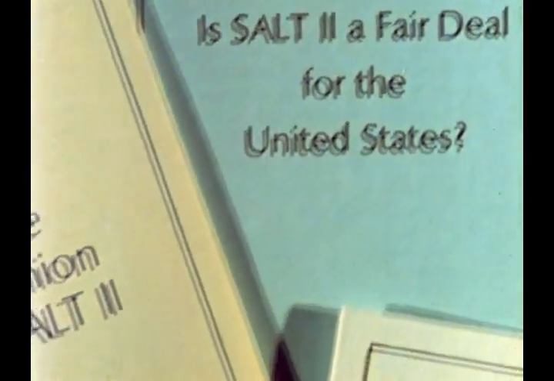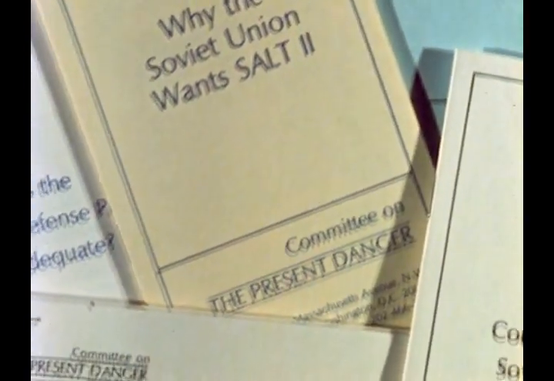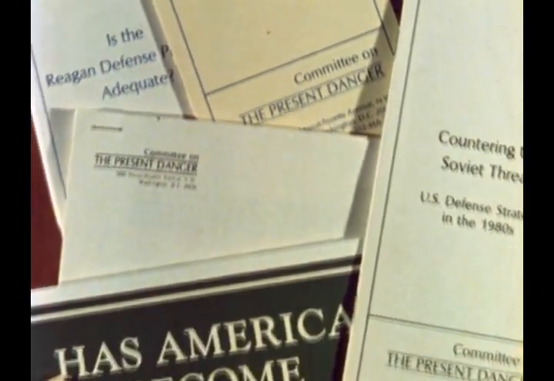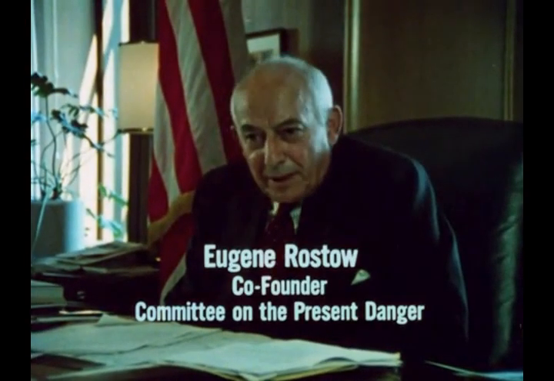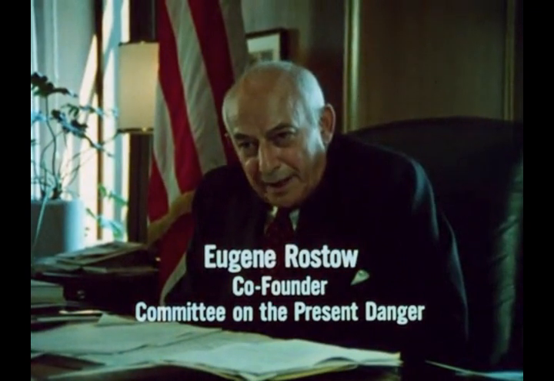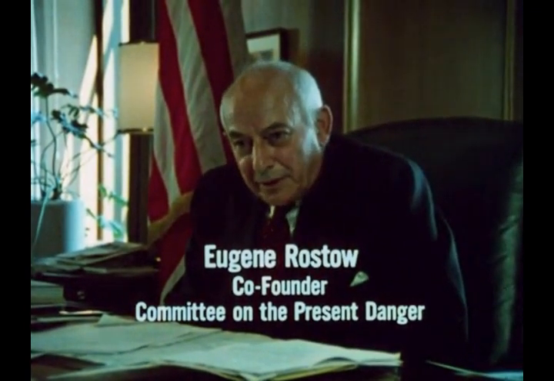Prominent among the lobbying groups that opposed the treaty was the Committee on the Present Danger, made up of many former government officials. One of its founders was Eugene Rostow. It was like the race of the tortoise and the hare. We were ahead. We were far ahead in the nuclear weapon, and then we went to sleep under a tree. The Soviet Union kept moving along, putting tremendous resources of science and technology and money into the development of nuclear weapons. And then suddenly, finally, we woke up and discovered that the tortoise had outstripped us.